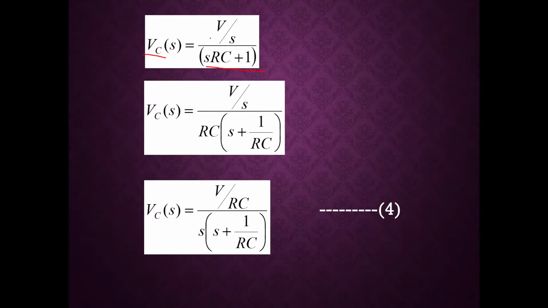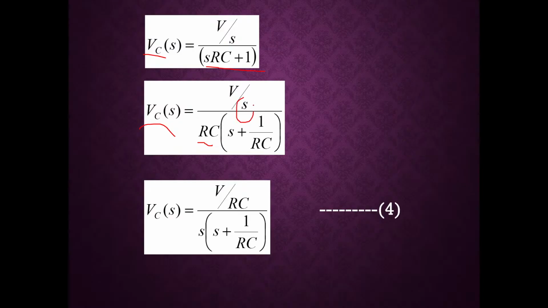So Vc of S equal to V by S by S Rc plus 1 you will get. From this you can take Rc common. If you take Rc common you will get Rc into S plus 1 by Rc. So our modified expression is Vc of S is equal to V by S by Rc into S plus 1 by Rc.